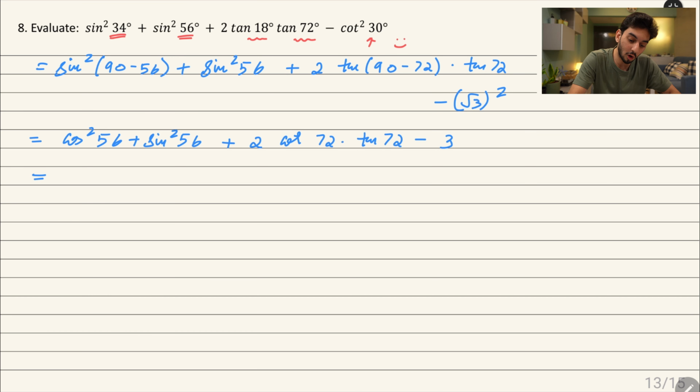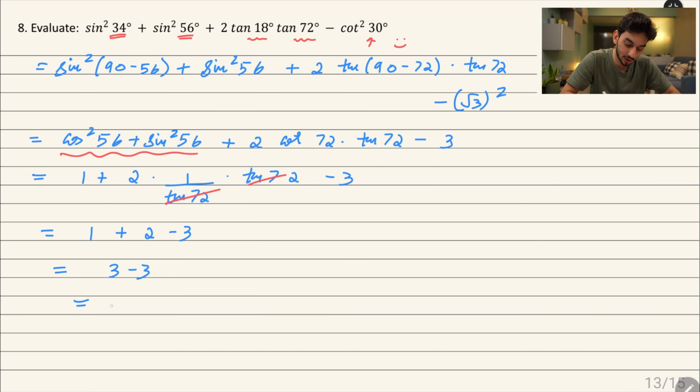Okay. Now we all know that cos square theta plus sin square theta is equal to 1. So cos square 56 plus sin square 56 will be equal to 1 plus 2. Cot 72 can be written as 1 upon tan 72 times the other tan 72 minus the 3. Tan 72 and tan 72 just goes away. So I'm left with 1 plus 2 minus 3. 1 plus 2 is 3 minus 3, which is just equal to 0. And the final answer of this thing is 0.